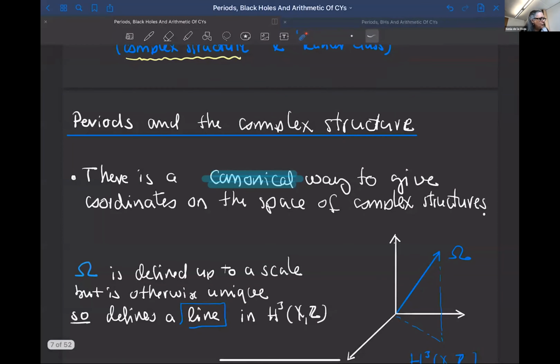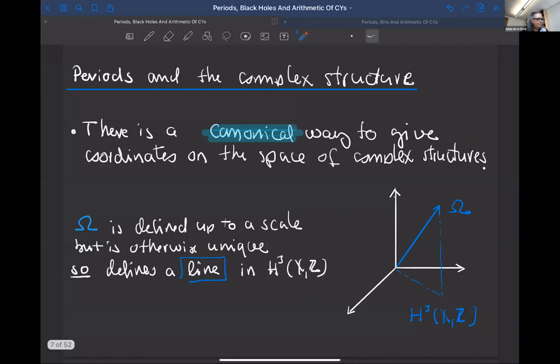As I mentioned earlier, periods determine the complex structure. Let me be more specific about what that means. There is, in fact, a canonical way to give coordinates on the space of complex structures. Consider, as I said before, omega, that is defined up to a scale but is otherwise unique. So it defines a line in H^3, just as in this picture.